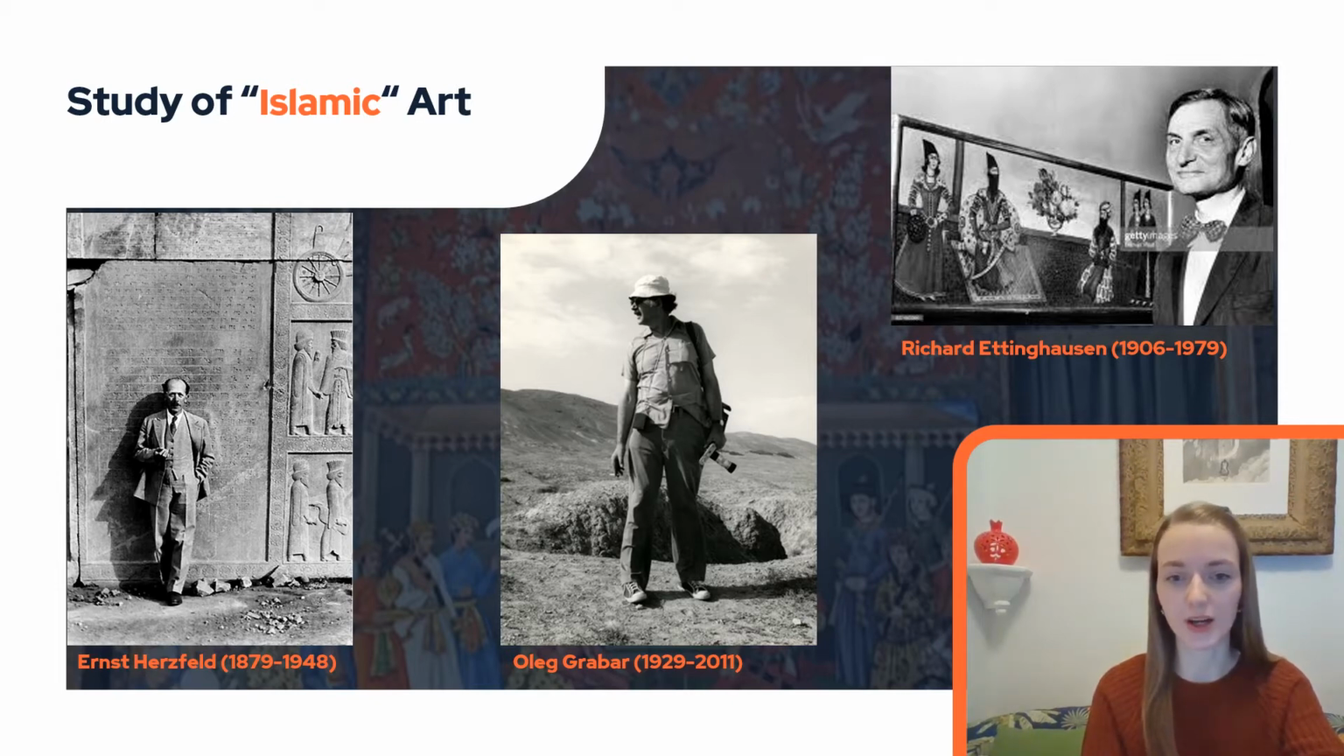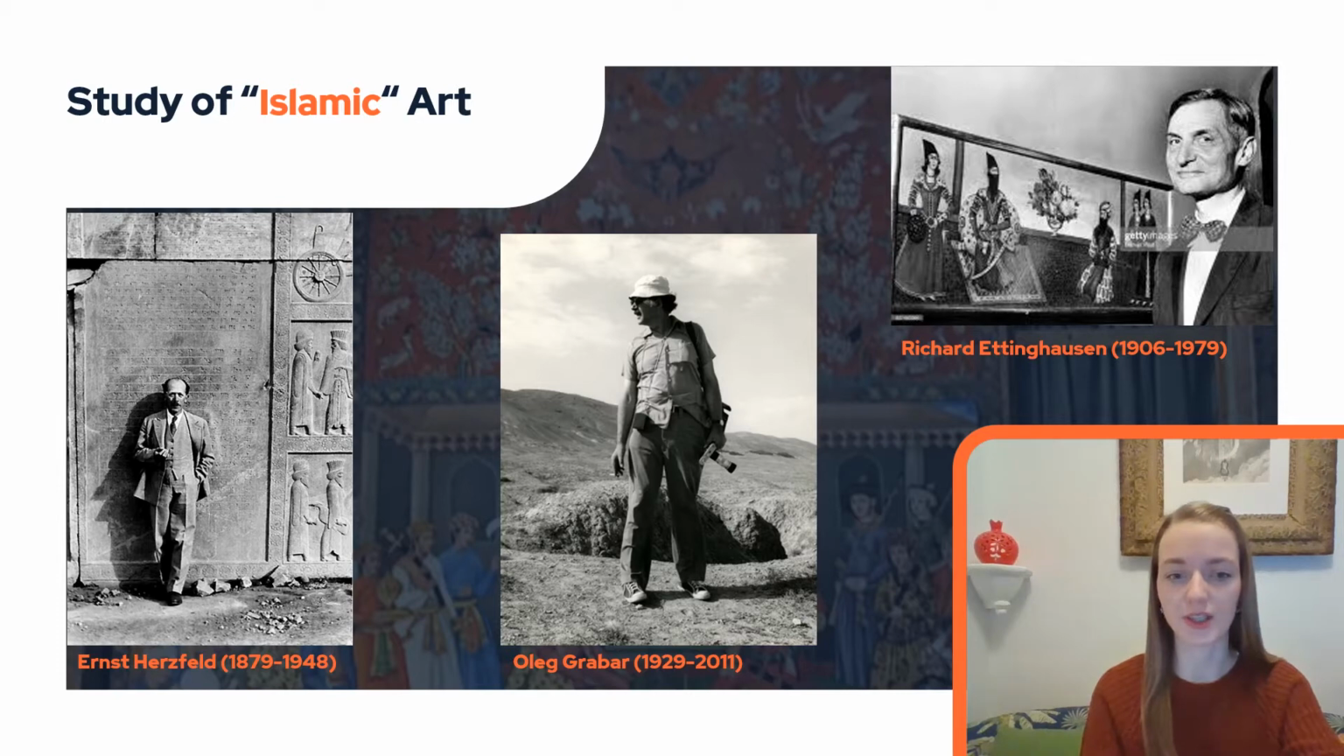Together with Oleg Grabar, Islamic art became more popular in American scholarship as well. Especially from the 1970s onwards, the interest in Islamic art grew and different exhibitions were curated. With that came also the need to classify, for example, using regional terms like Iranian, Turkish, or Egyptian. But geographic boundaries change over time, so these terms are problematic.